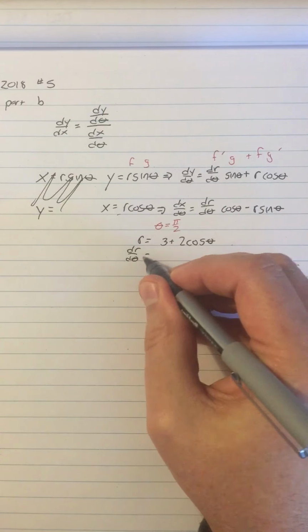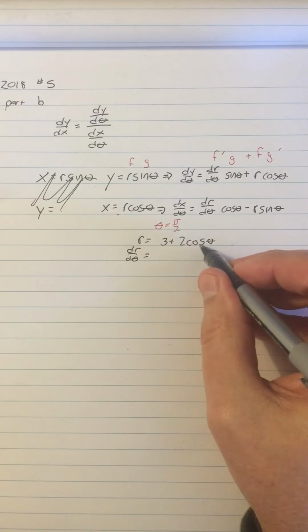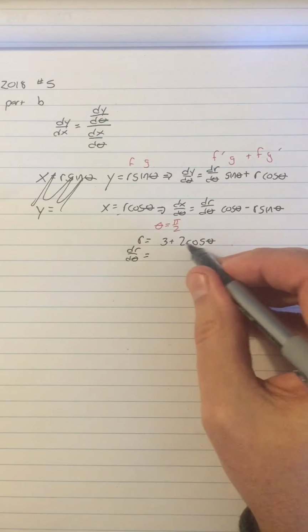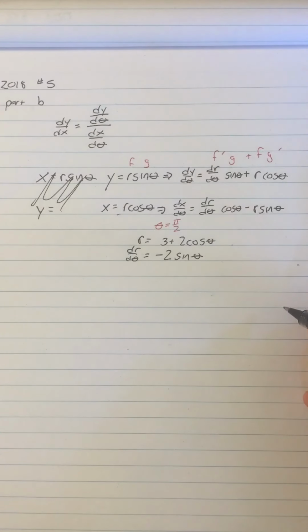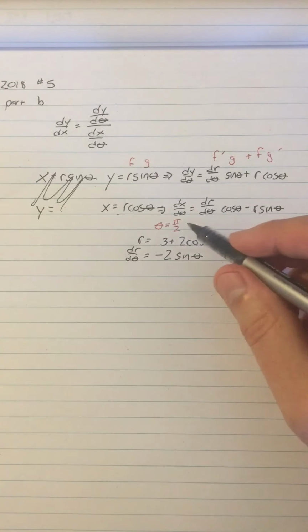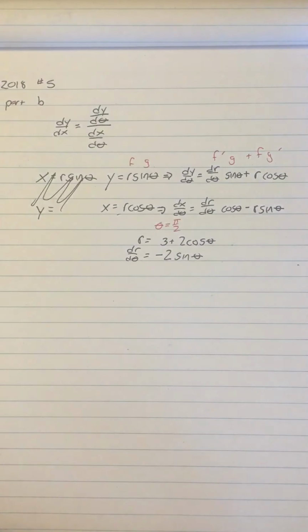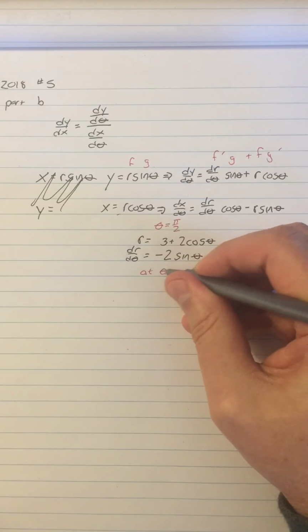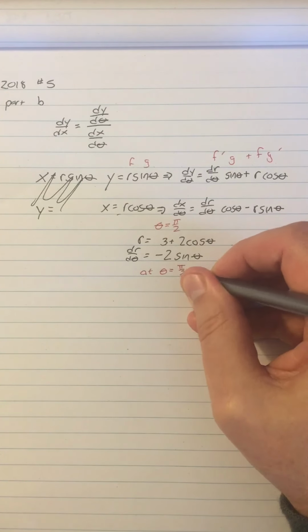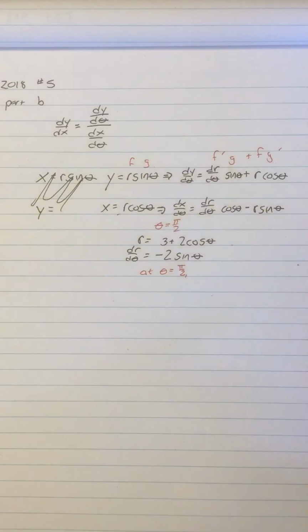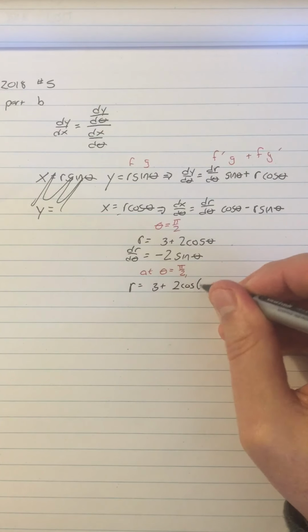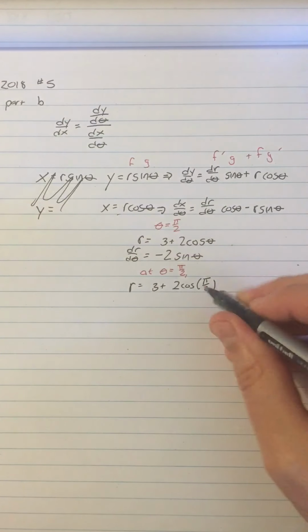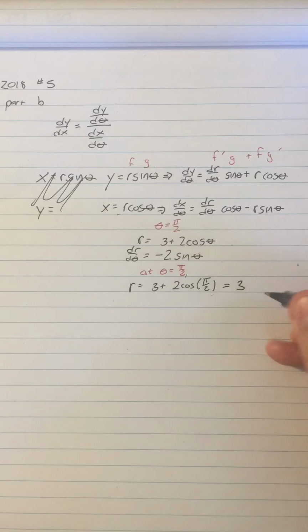So dr d theta is the 3 goes to 0, and cosine theta is going to go to negative sine theta. I'm going to keep the 2 on, so I get negative 2 sine theta, and that's what dr d theta is. All right, so now I've got a dr d theta and I've got an r. But again, I'm looking at this at theta equals pi over 2. So at theta equals pi over 2, the r equals 3 plus 2 cosine of pi over 2. And cosine pi over 2 is 0, so that's just 3.